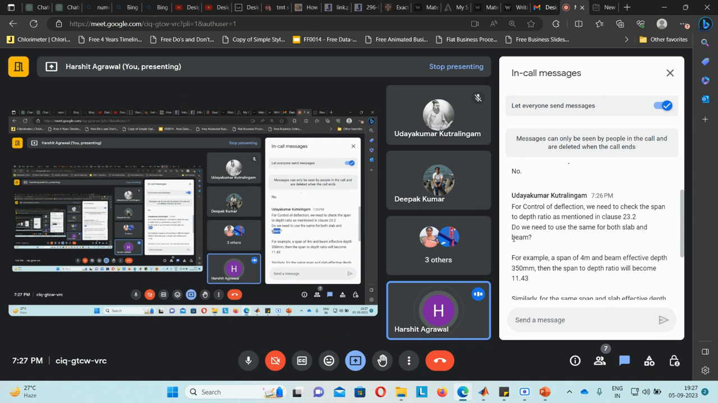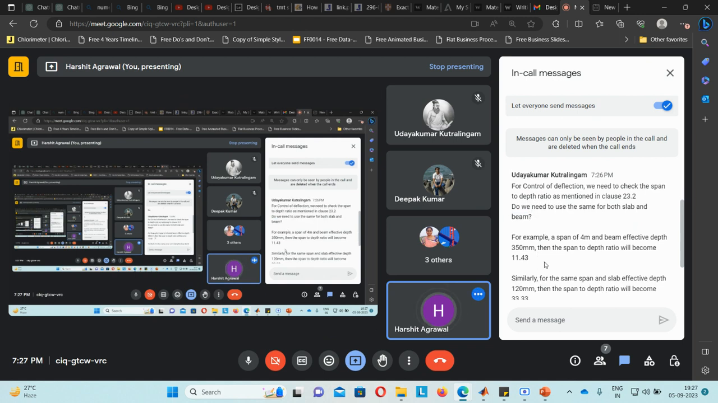Okay, when we were talking about beam design, we didn't talk about control of deflection. I guess in the code it is mentioned that you can check. Okay, just verify it from code. For example, a span is 4 meter and the effective depth is 350 mm. Okay, first convert both the values in meter, and then do the calculation.